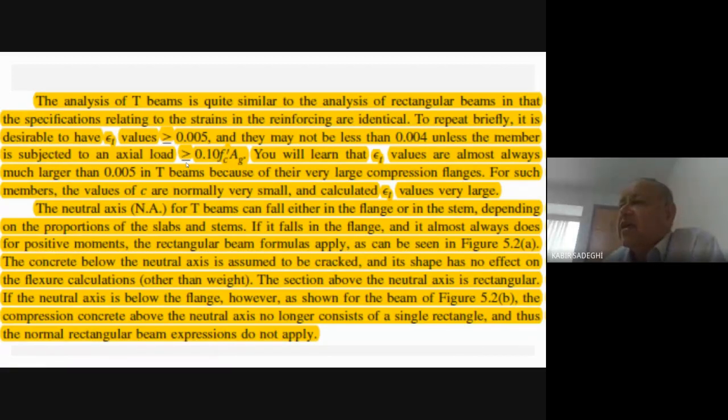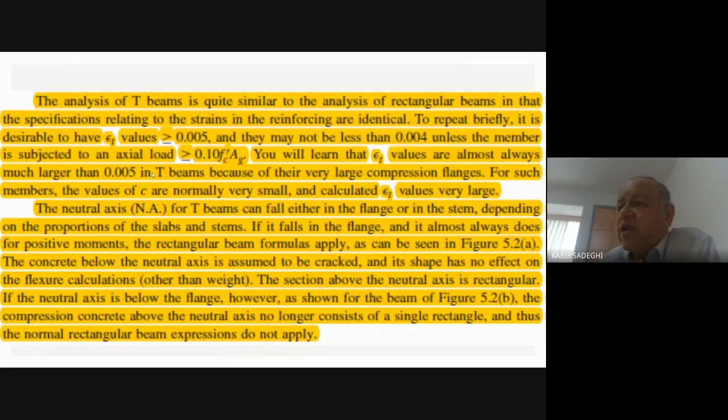And actually, when epsilon t is greater than about 2 per thousand, the steel has yielded. But when we have more than 5 per thousand, it is ductile, and we consider phi equals 0.9. If epsilon t, the strain in steel, is less than 5 per thousand, in that case, you consider phi less than 0.9. And you have a curve to calculate that. You remember that.